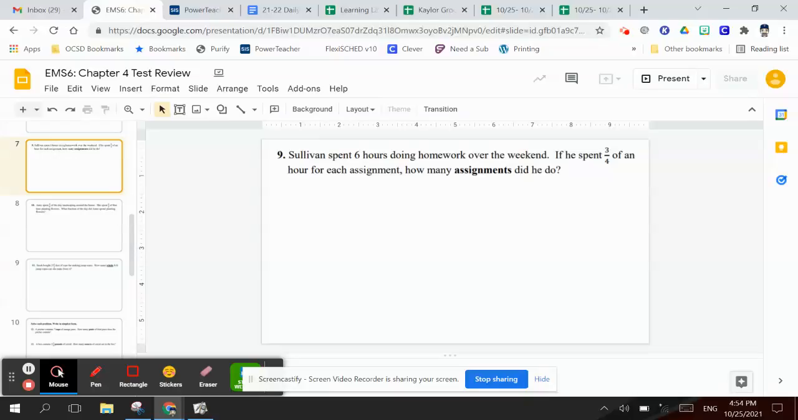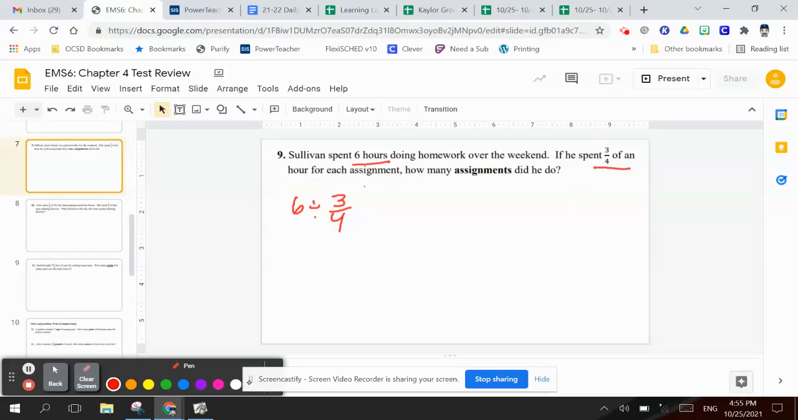Number 9, Sullivan spent 6 hours doing homework over the weekend. If he spent 3/4 of an hour for each assignment, how many assignments did he do? So we're looking at 6 total hours. And he spent 3/4 of an hour on each assignment. So I have to take 6 and divide that by 3/4. Because we want to know how many assignments that he did.